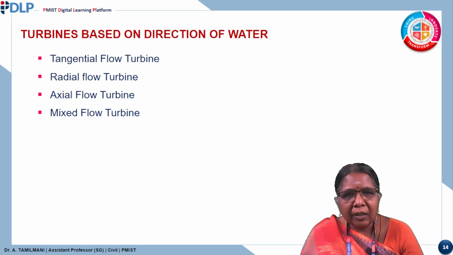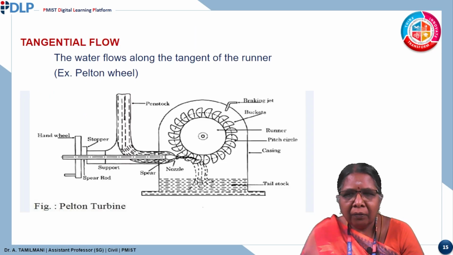Then, based on the direction of flow of water into the turbine, we have four types of turbine: tangential flow turbine, radial flow turbine, axial flow turbine and mixed flow turbine. First one, the tangential flow turbine. In the tangential flow turbine, the water enters the turbine along the tangential direction of the runner. Example, Pelton wheel. Here, from the penstock, the water strikes the runner at the tangent, strikes the blade, and it will rotate.